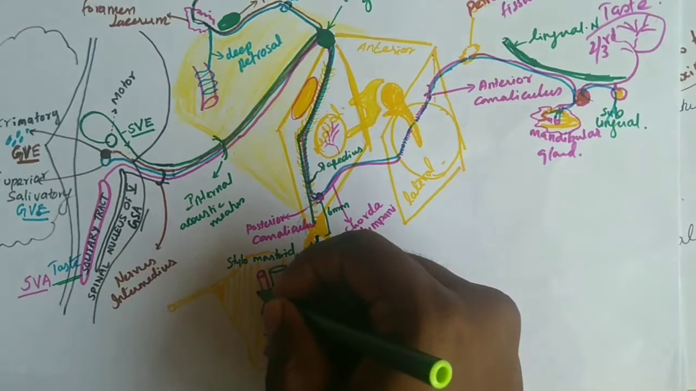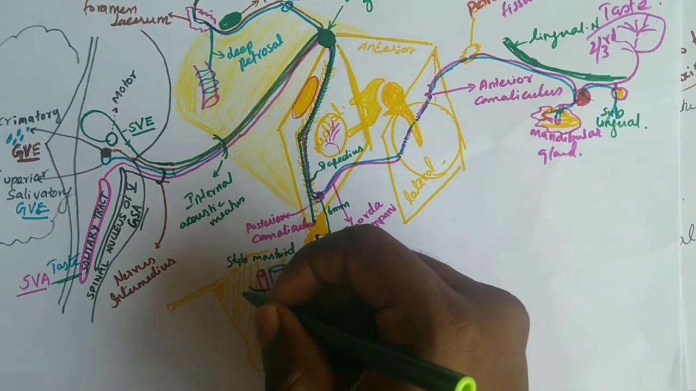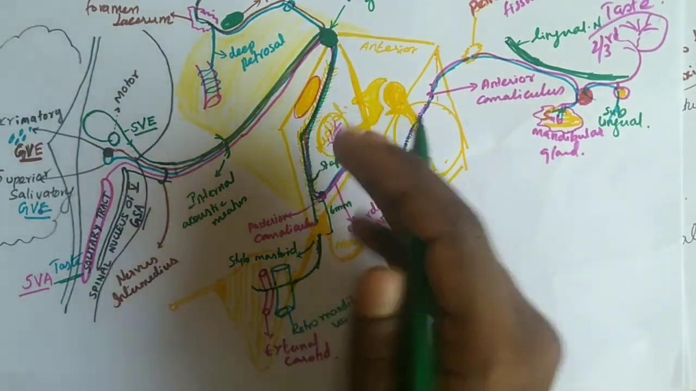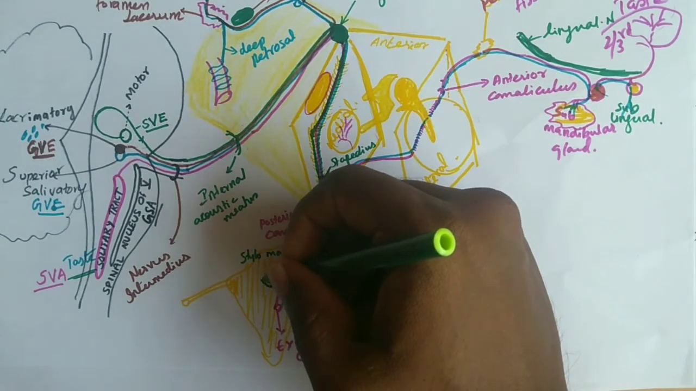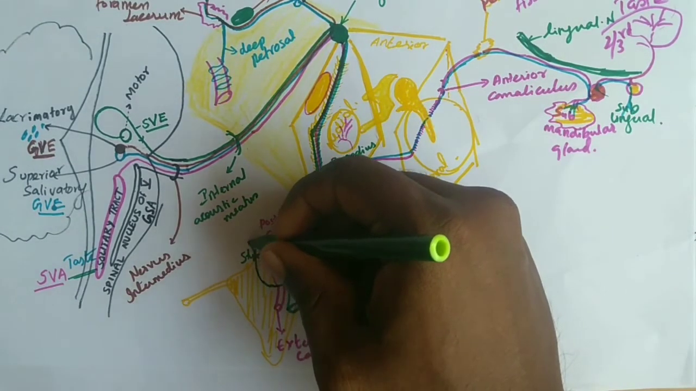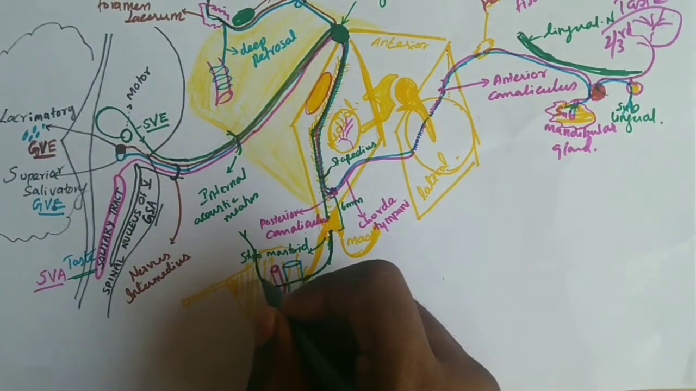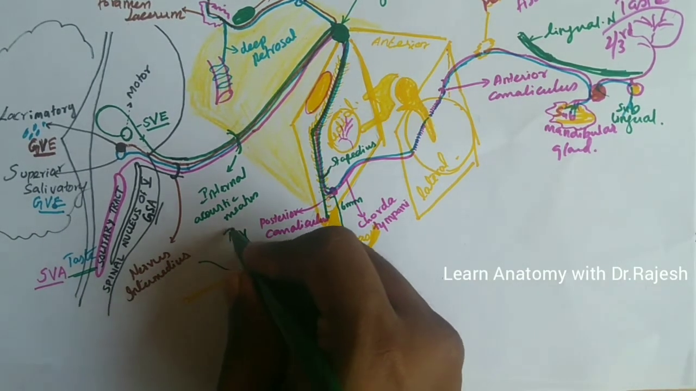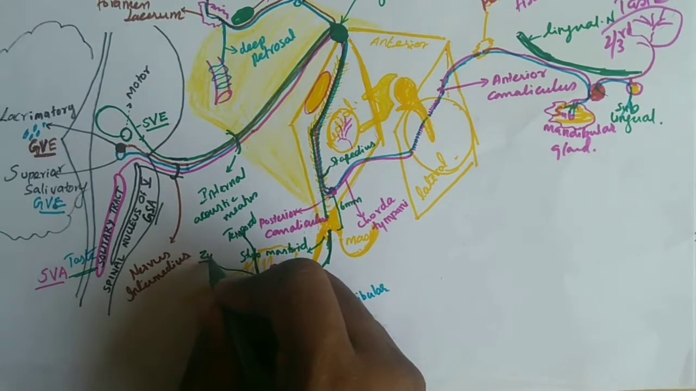Multiple branches will be emerging out through the anteromedial surface of the parotid gland, and we can see it from the anterior border. The first branch is a temporal branch. Next is a zygomatic branch.